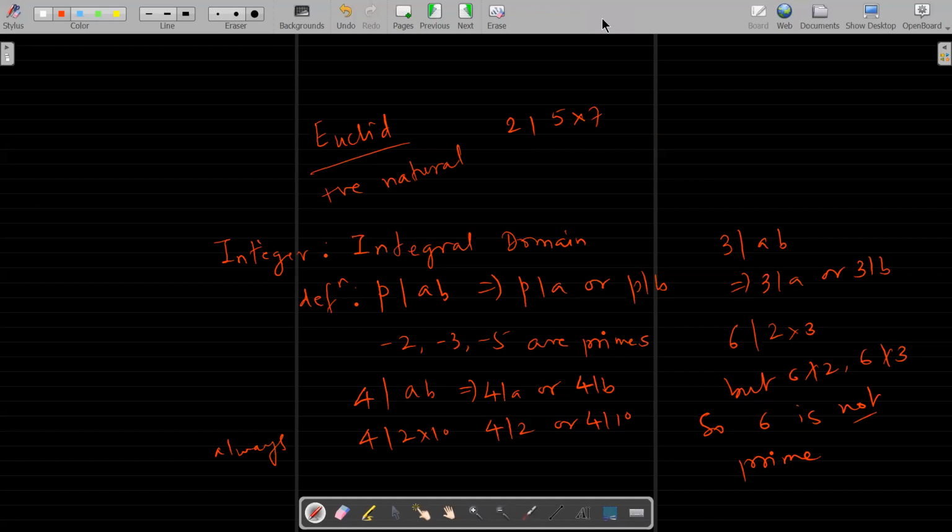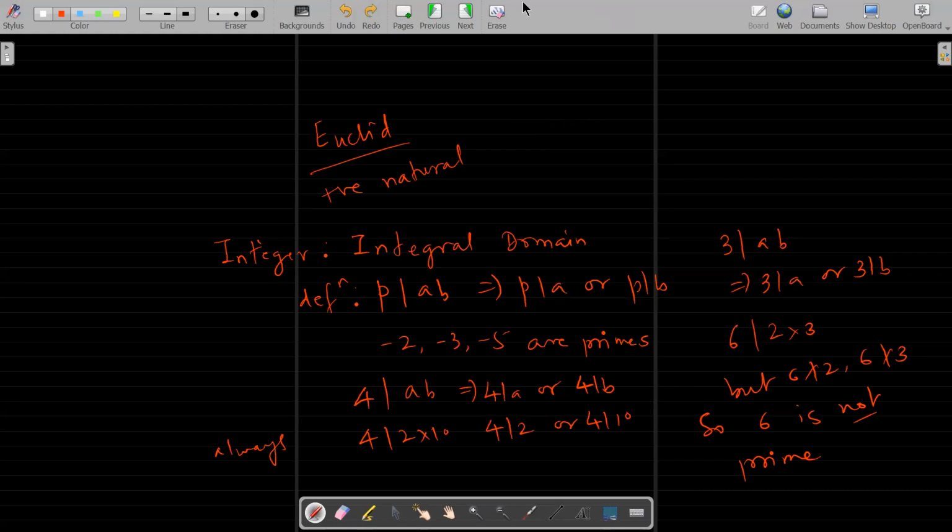What is the usage of primes in our life? Because we've been learning it, but how is it used? See, one main point about primes is that every integer you can factorize as a product of primes in a unique way. That is called the unique factorization theorem.